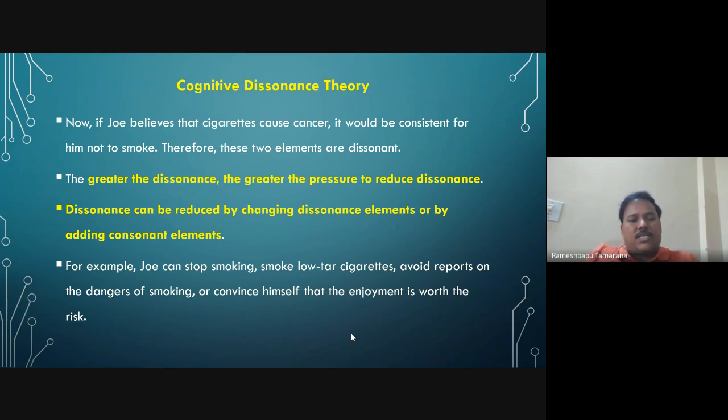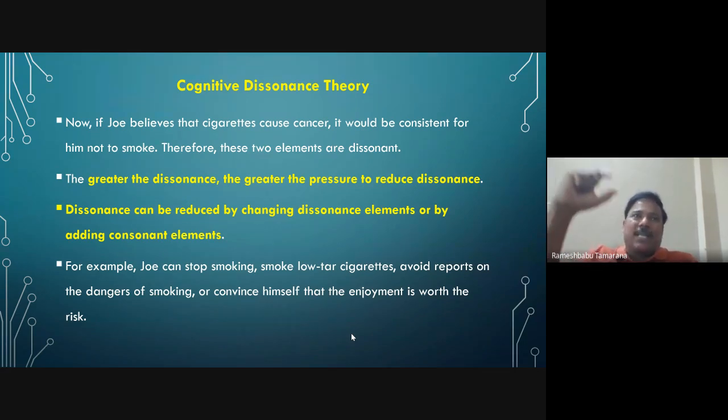How can Joe do this? As I said, Joe can stop smoking, because he believes that smoking cigarettes is injurious to health. Or, because he can't stop smoking, probably he can smoke low tar cigarettes. He would tell himself, okay, these are low tar cigarettes, so nothing would go wrong. Or, because he's not able to avoid smoking, he might avoid reports on the dangers of smoking. Don't bother about what is on the cigarette packet.